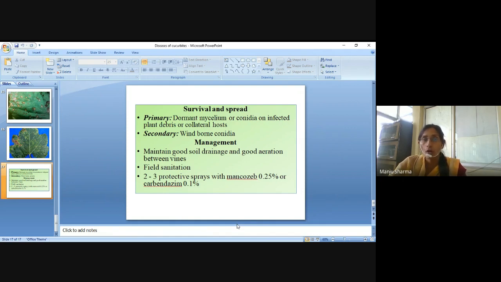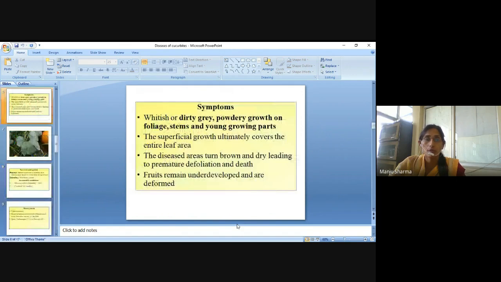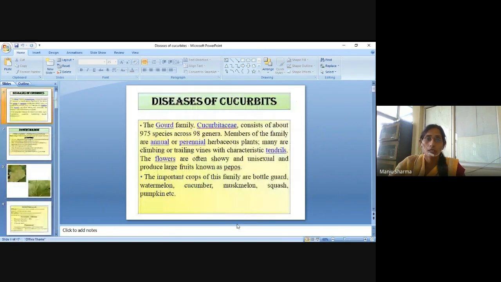So this is all about the diseases of cucurbits.